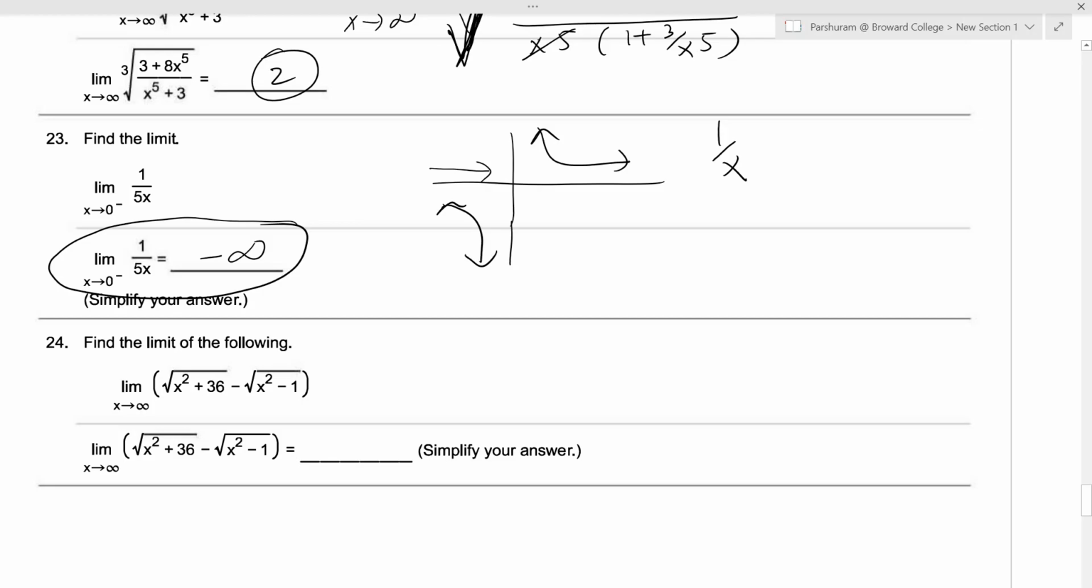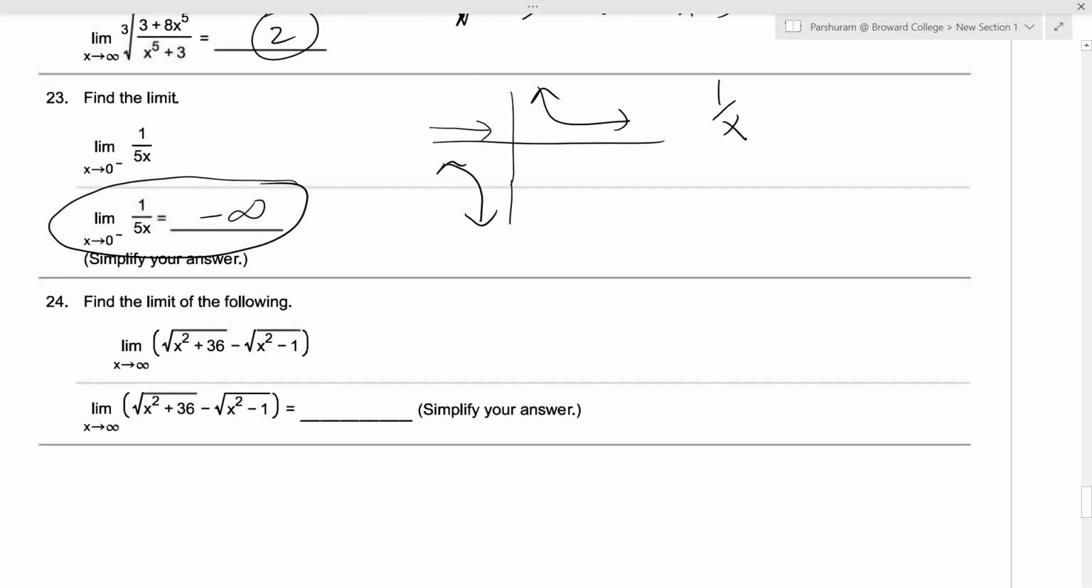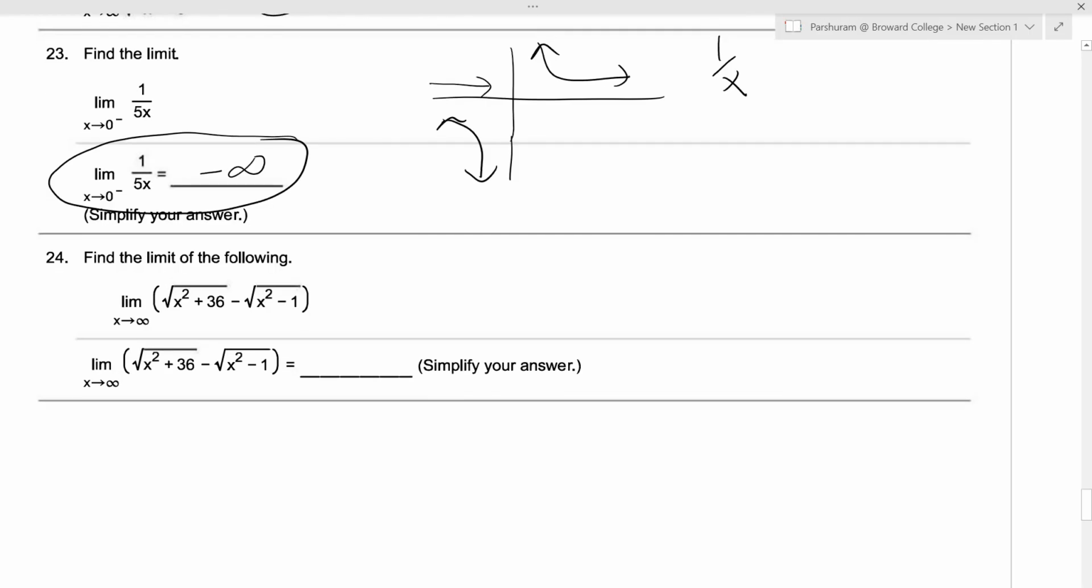Problem 24. Before finding this limit, you have to simplify it. To simplify it, you have to multiply by the conjugate, and after that you can find the limit. Conjugate means the same thing but with a different sign. You can multiply by that on the numerator and on the denominator. So I'm going to do that.